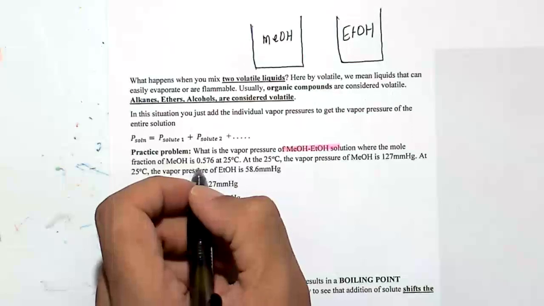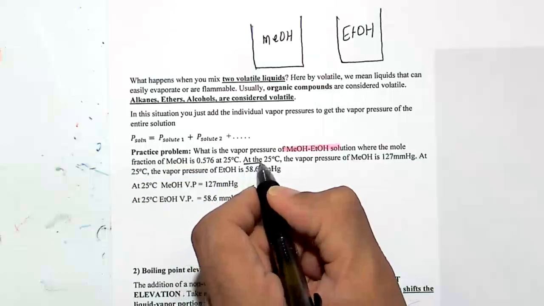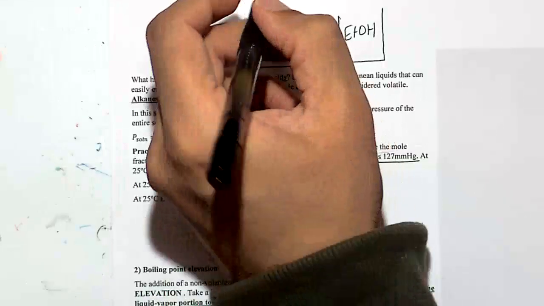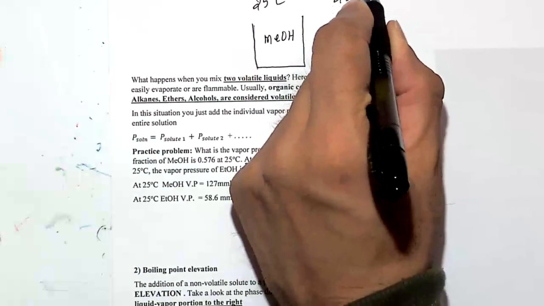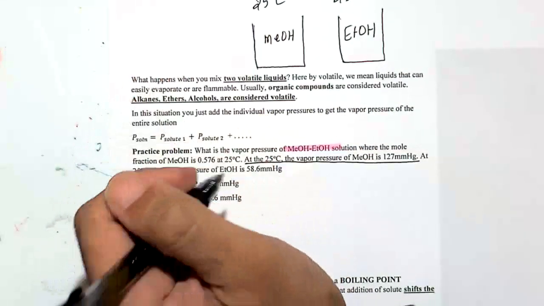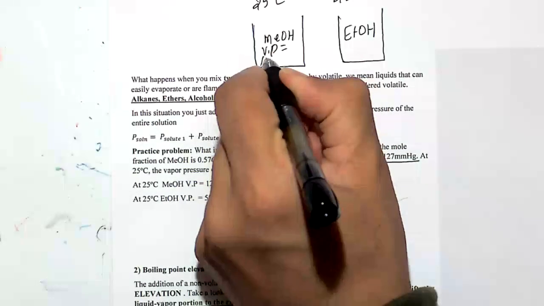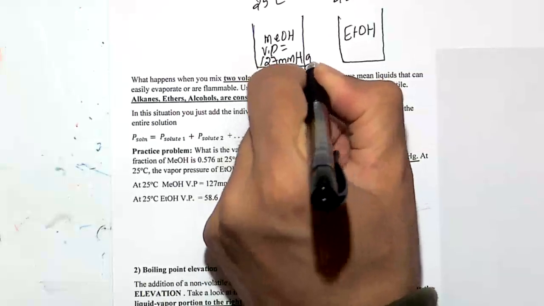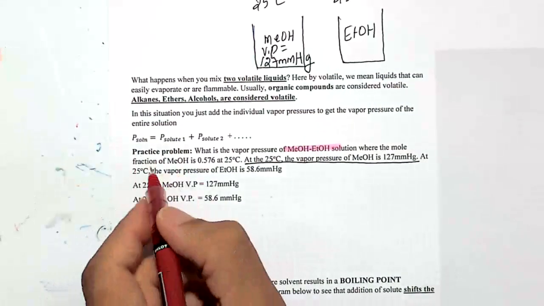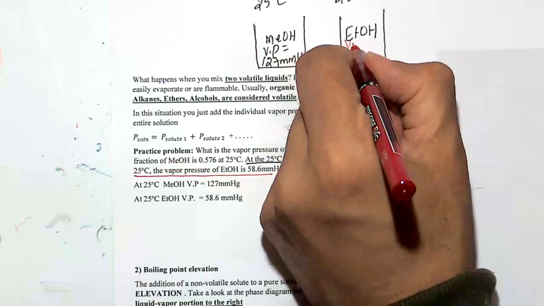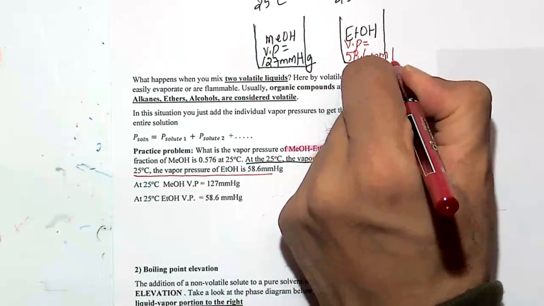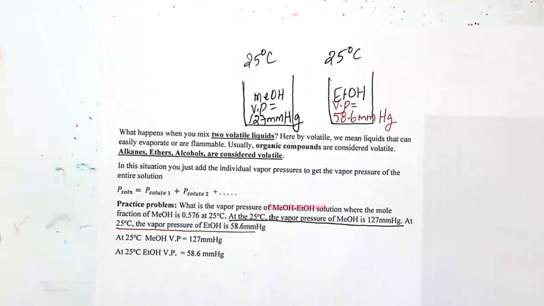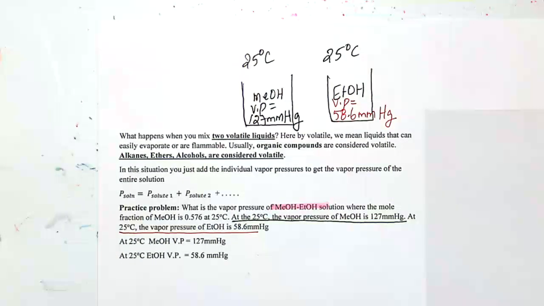Where the mole fraction of methanol is 0.576 at 25 degrees. At 25 degrees, the vapor pressure of methanol is 127 millimeters of mercury. So by itself, also known as neat, this will have a vapor pressure of 127 millimeters of mercury. And ethanol, let's do this in red, has a vapor pressure of 58.6 millimeters of mercury. All right. So the question here is, now we're going to mix them together.